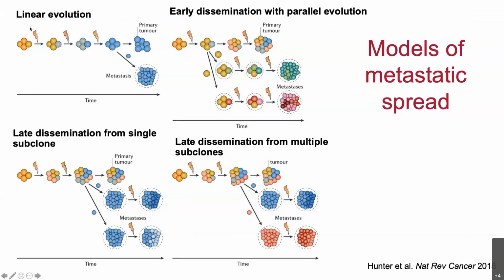So one simple model is the linear evolution model, where mutations are accrued and this genetically advanced cell then goes on and metastasizes. Certainly, there have been other models, such as the notion of early dissemination with parallel evolution at different metastatic sites, i.e. different mutations being accrued along different lineages. There's been models proposed where we have dissemination arising from a single subclone or perhaps from multiple subclones. And so this is just one such example.